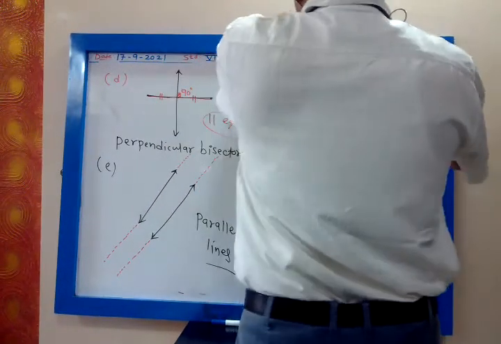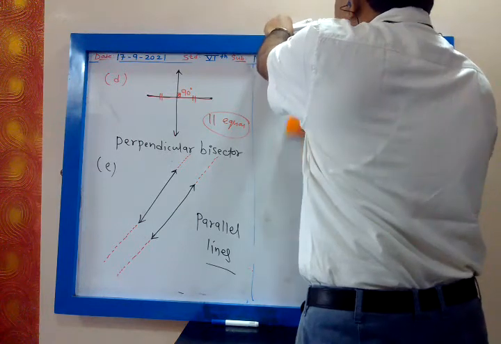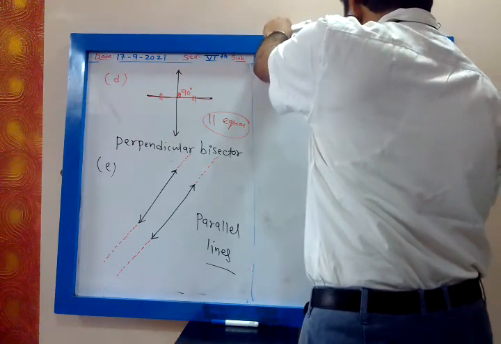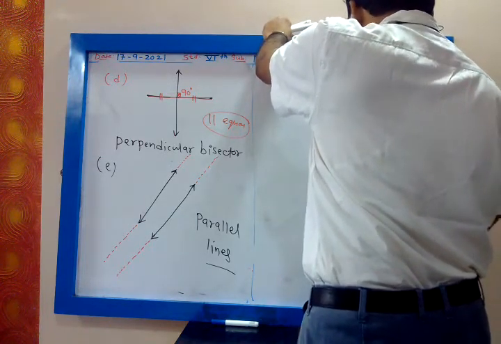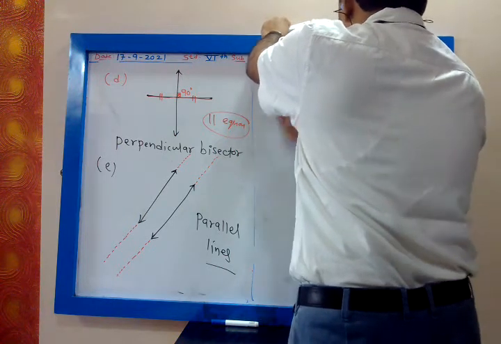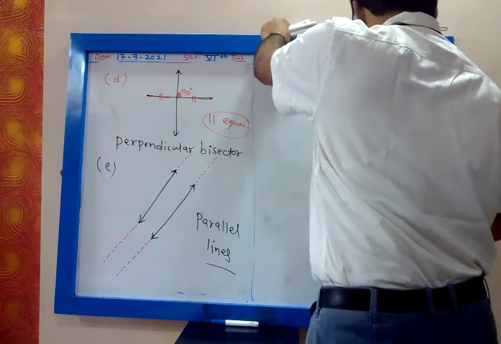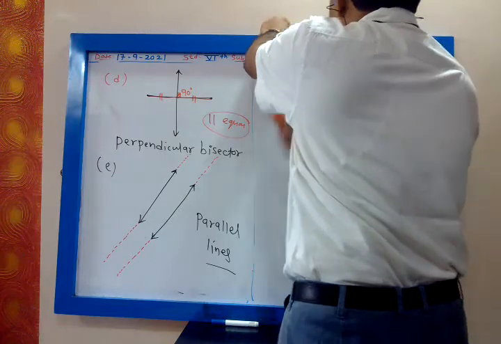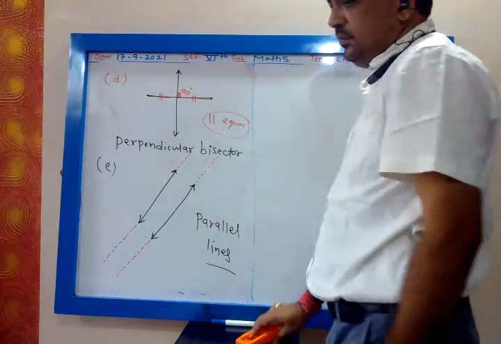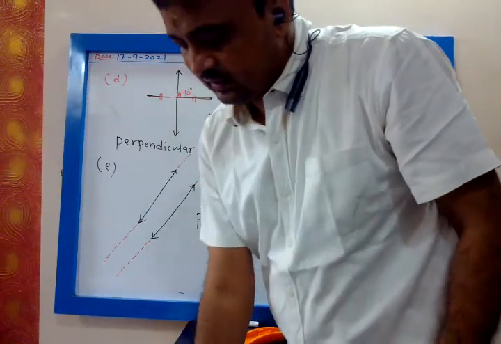So whenever you want to decide whether it is an intersecting line or a parallel line, you extend the arrow and conclude. Do not see the diagram and tell the answer.